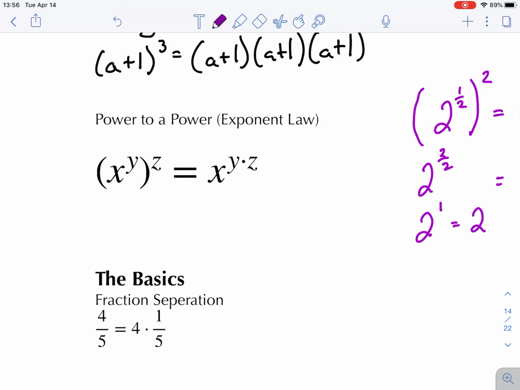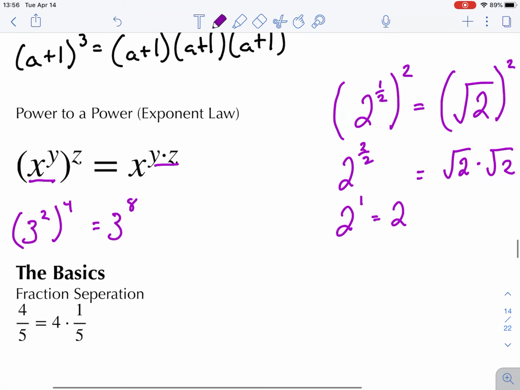All right, so we need to remember this power to a power exponent law. If we have a power x to the y raised to the power z, we just multiply the exponents. It looks like this: 3 squared to the power of 4 is equal to 3 to the power of 8. I mean, we can work this backwards. 2 to the power of 10 could be equal to 2 squared to the power of 5. Same thing, we should have a good understanding of the power to a power.